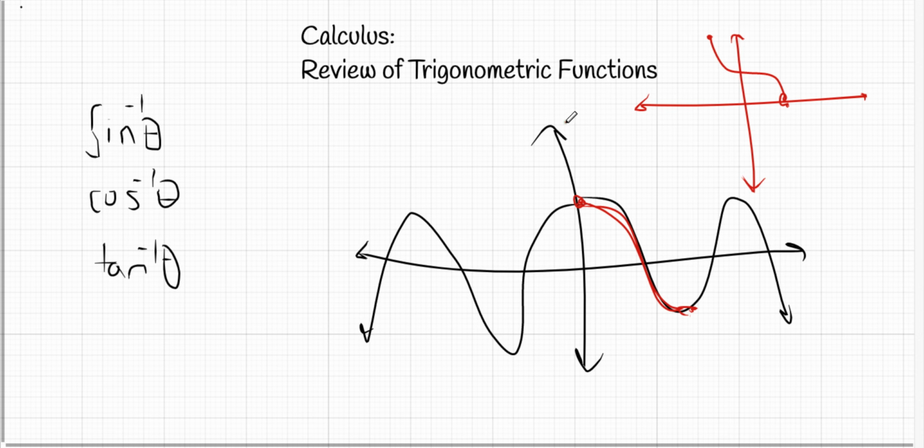And it would be defined on this domain, the inverse sine. Well, technically, it's the range of the inverse sine. It's the domain of the sine that you take away. Similar with cosine, like I just showed you.